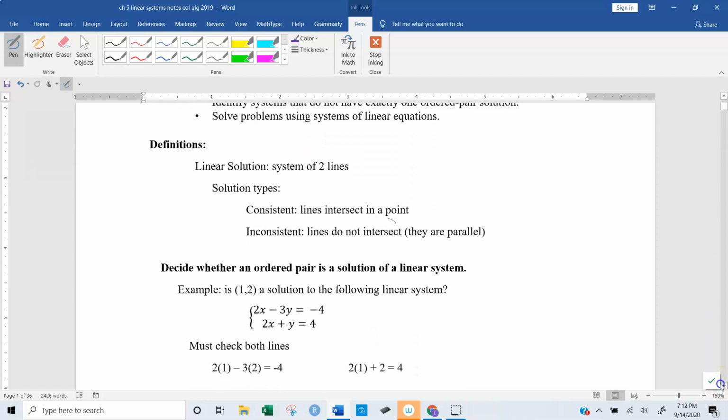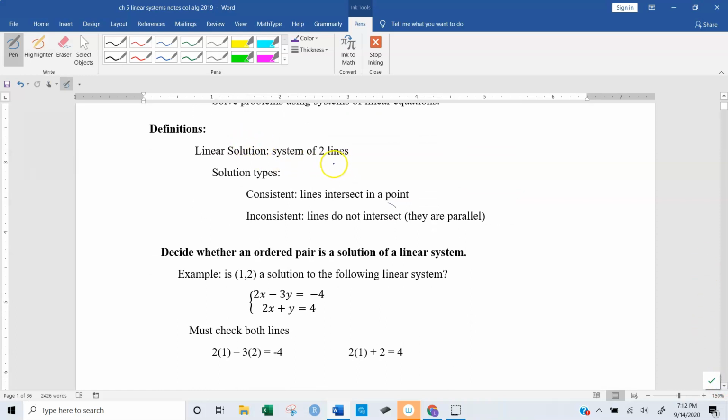Okay, here we go. I want to know is a system of two lines, just a linear system. So I have two lines, and do they cross? Consistent means the lines intersect in a point. Inconsistent, the lines do not intersect. There's also another one called consistent dependent, and that's where they intersect in more than one point. But we're just going to do consistent where they have one or more points in common.